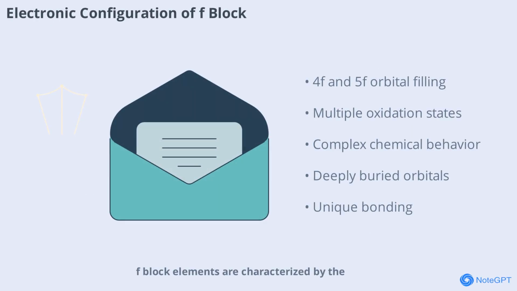F-block elements are characterized by the progressive filling of the 4f and 5f orbitals. This unique electronic structure leads to a wide range of oxidation states and complex chemical behavior. For example, cerium can exist in both +3 and +4 oxidation states, while uranium can have even more. The f orbitals are deeply buried, which affects the chemical reactivity and bonding of these elements.